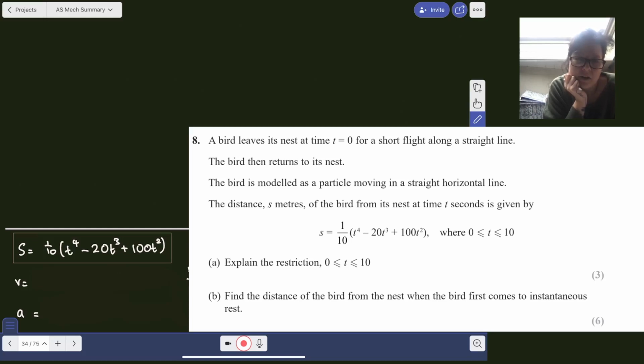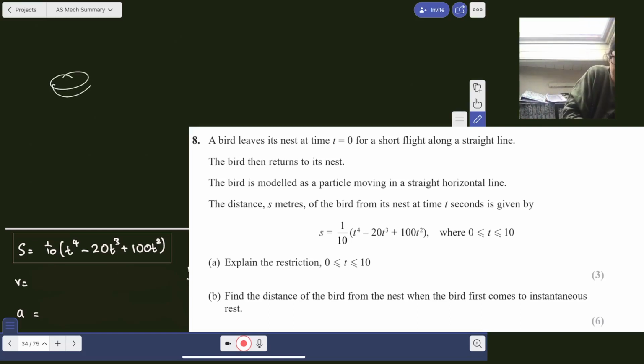Okay, first thing I notice is that S, which is usually displacement, is distance. S is the distance, but it's not the distance travelled, it's the distance from the nest. So how is that not displacement?